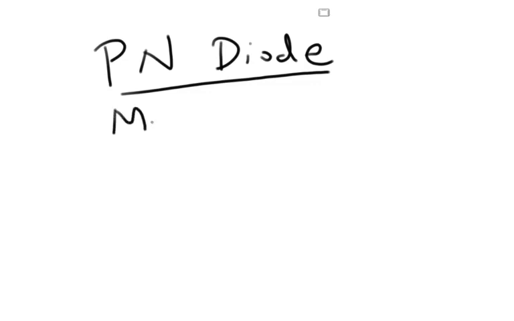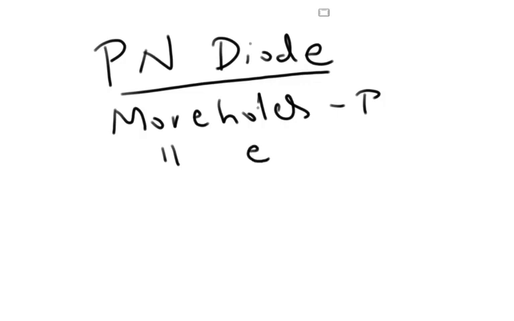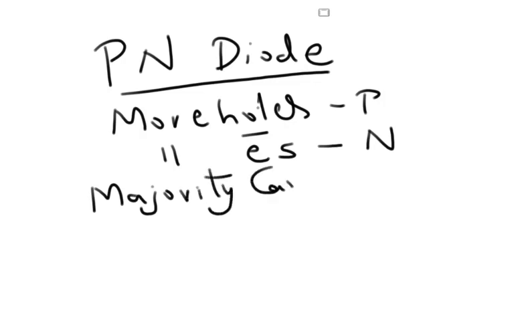An extrinsic semiconductor with more or excess holes is a P-type material, while a semiconductor with excess electrons is an N-type material. Holes in a P-type material are called majority carriers, while electrons are majority carriers in an N-type material. The distinction is due to doping.